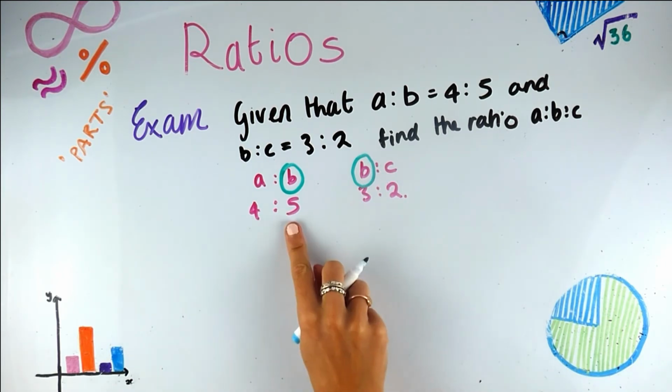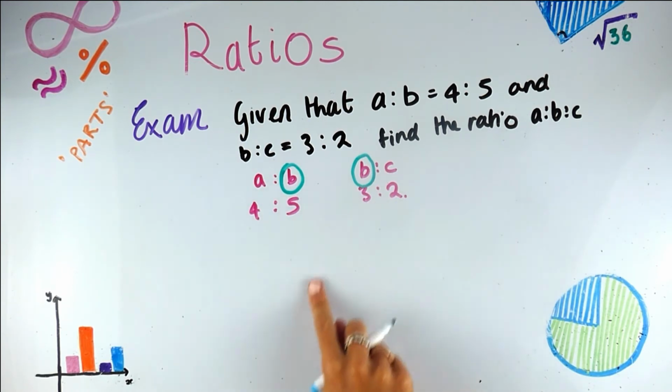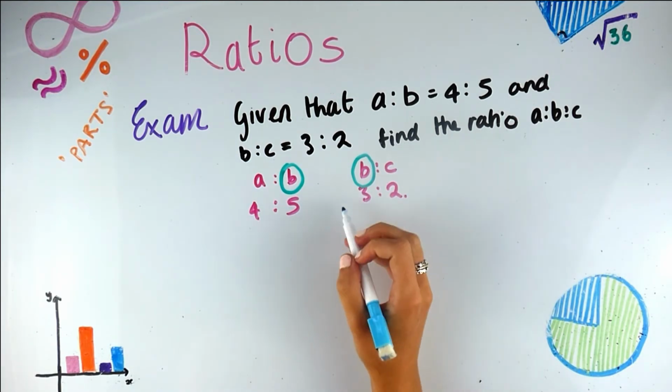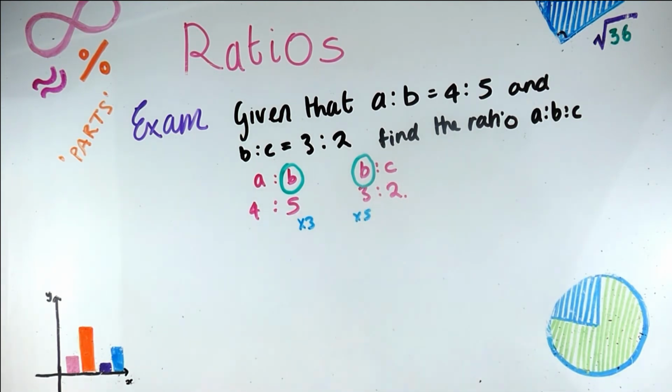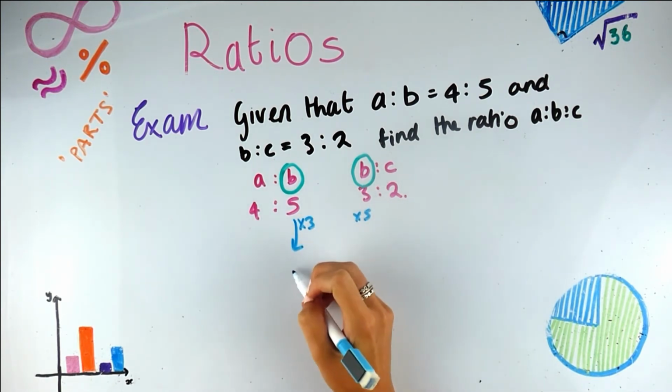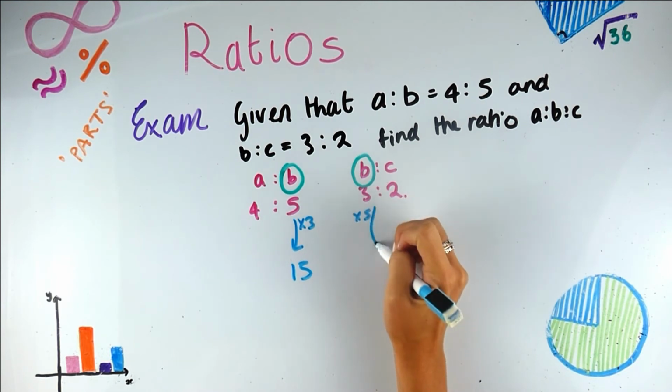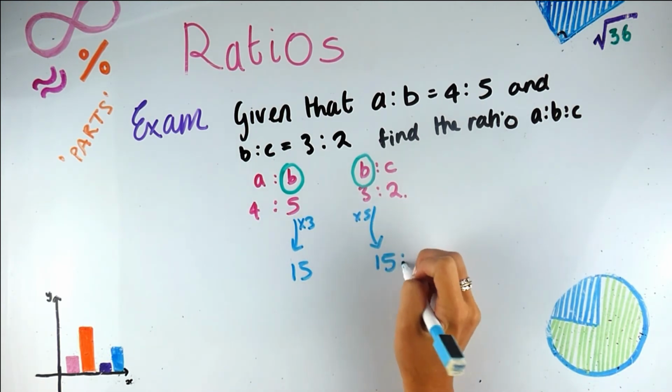So I've got a B value of 5 and a B value of 3. So I'm going to try and make this the same. So I need a number we'll divide by both of them. The easy thing I can do is if I times this one by 3 and this one by 5. So if I times this one by 3, I'll get 15. And if I times this one by 5, I'll also get 15.